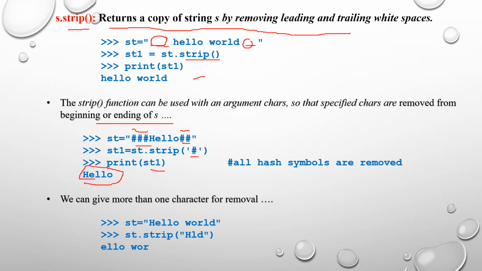Here we are going to give h and ld. So h is the beginning value and ld is the last value. If you print this, it will print ello wor. This instruction will remove the h and ld. So these are the use cases of the strip function.